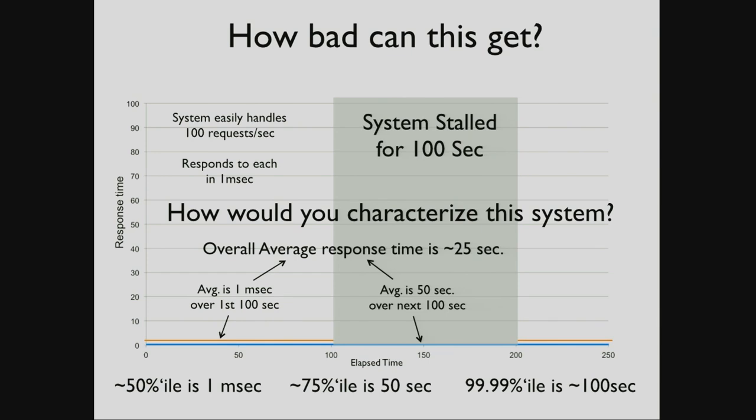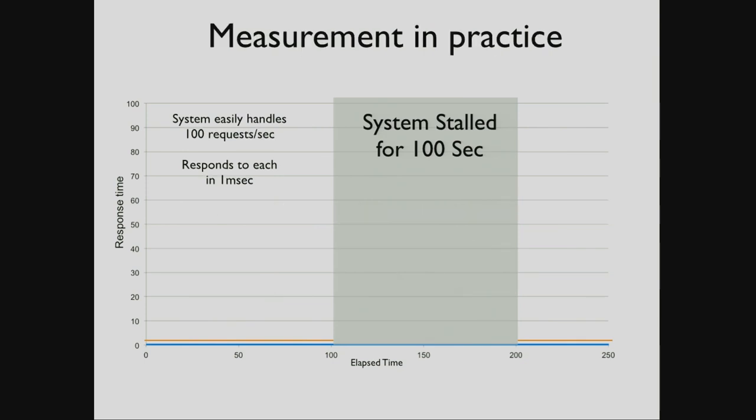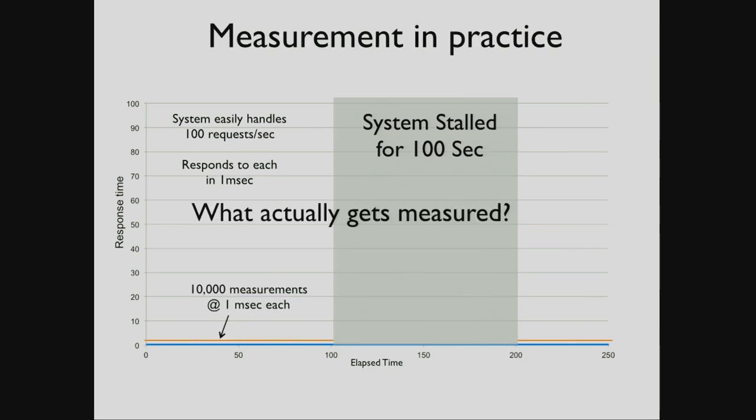Now let's measure this system with the techniques I just talked about before, with a LoadRunner, a JMeter, a Grinder, your favorite load generator, or with timestamps inside your code and see what the data sets will be. Remember, it's all about putting statistics in buckets. So on the left side, we would get 10,000 results that show 1 millisecond each. Good. On the right side, we will get one result that shows 100 seconds. And that's all we will get.